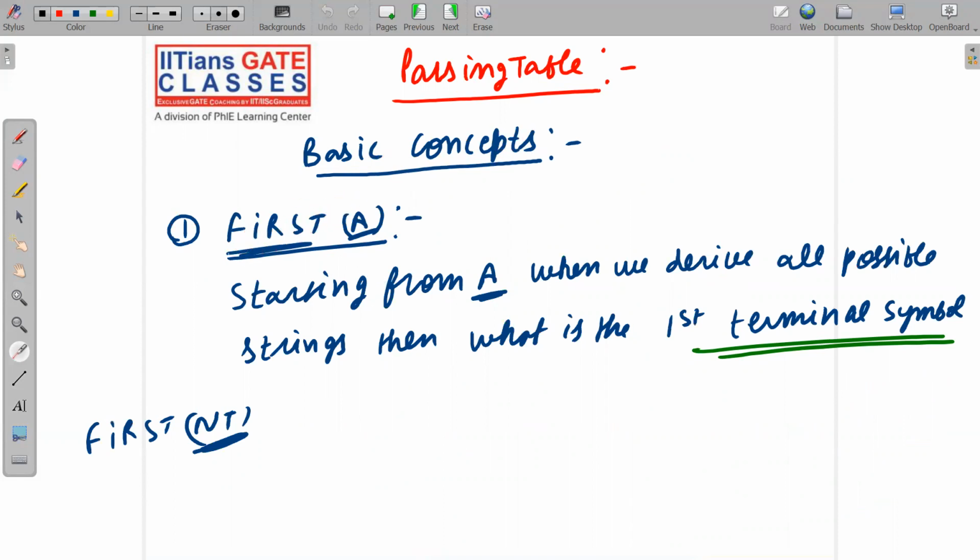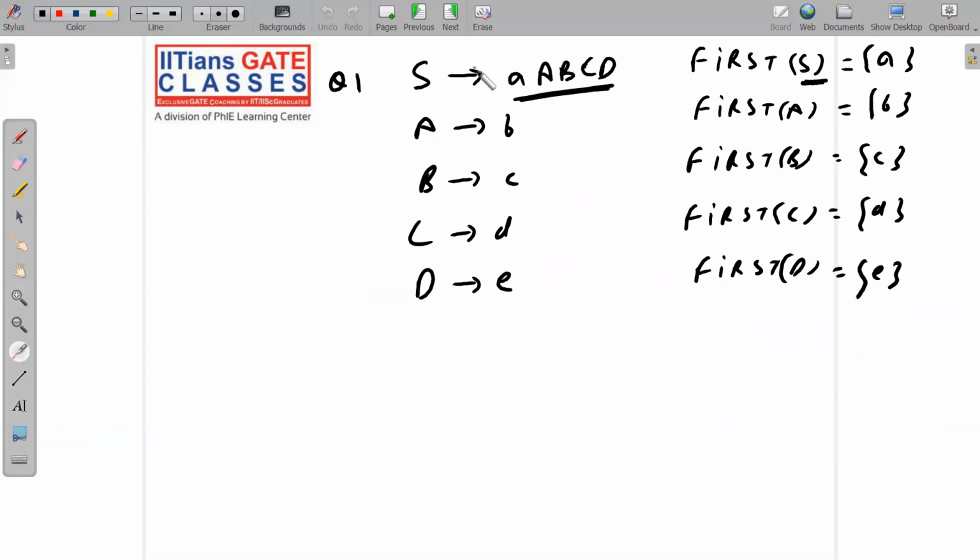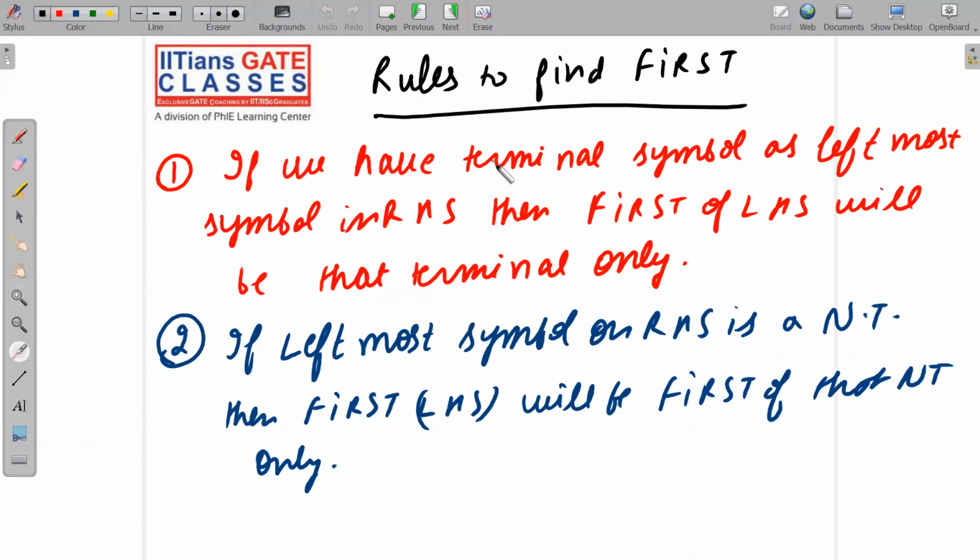So the first concept was first of A, starting from A. Please remember this. Starting from A, when we derive all possible strings, what is the first terminal symbol? That is known as first of A. So I have solved some examples. I'm not going to repeat them. Rules I will obviously repeat, because rules are very important. And in this class we will do lots and lots of questions of first as well as follow.